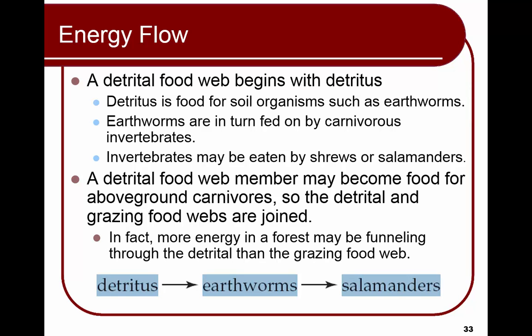And we actually have more energy going through the detrital food web than through the grazing food web, even though it's not as complex, has fewer organisms.